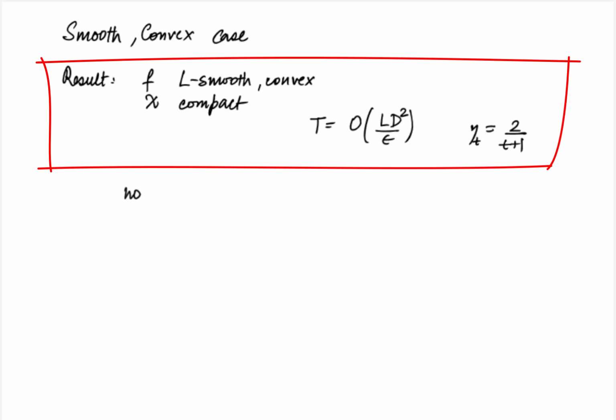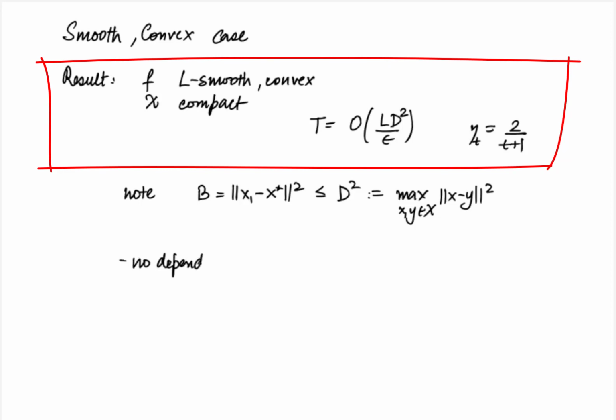Observe two interesting points here. First, the complexity for the smooth convex case is at par with the complexity of gradient descent, at least in terms of L and epsilon. In contrast to gradient descent, where the multiplicand was b, which was the square distance between the initial x1 and the optimal x star, here we have a much bigger quantity D square, which is the biggest square distance between any two points in calligraphic X. Indeed, the bound does not depend on the initial point at all.